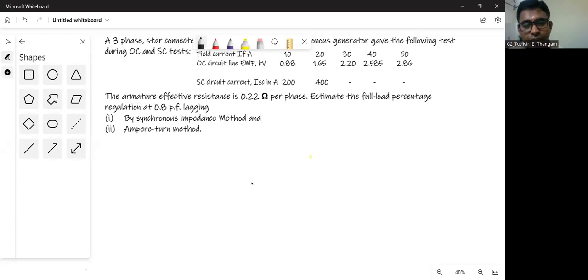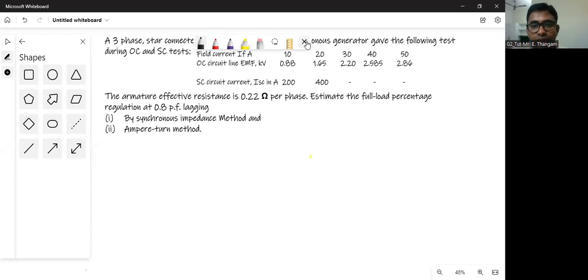Okay, hi students. So today I'm going to discuss with you the EMF method of calculating the voltage regulation of a synchronous generator. Right. So it is a recorded video. So whenever you have doubts, you can listen to this video. You will be able to understand how the voltage regulation can be calculated using the EMF method.